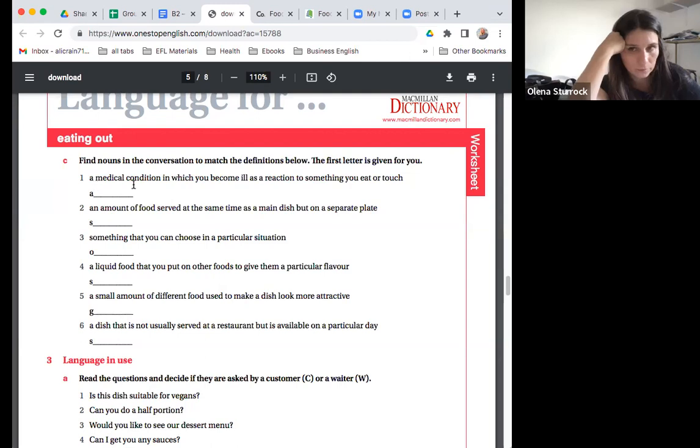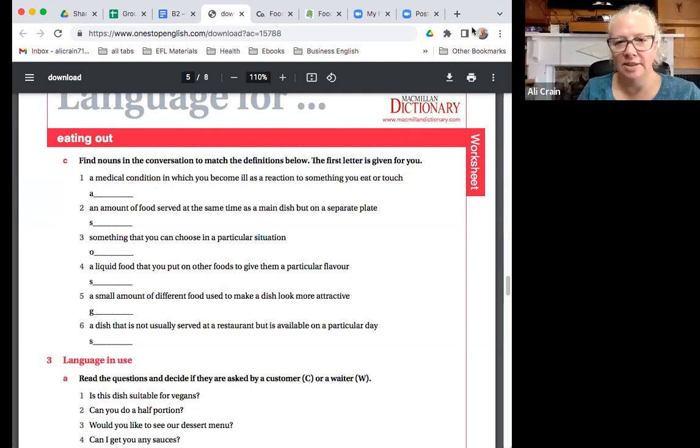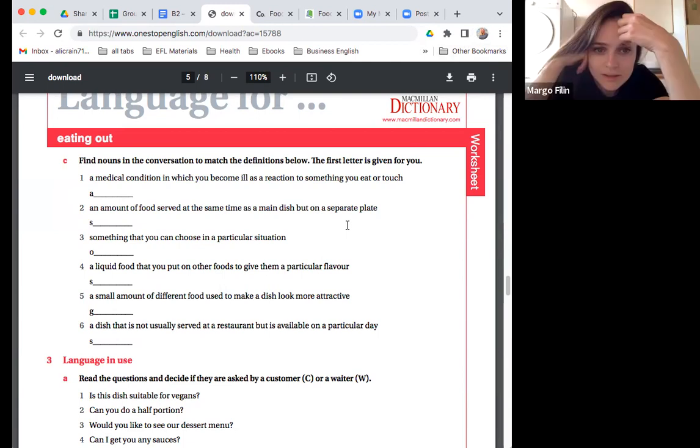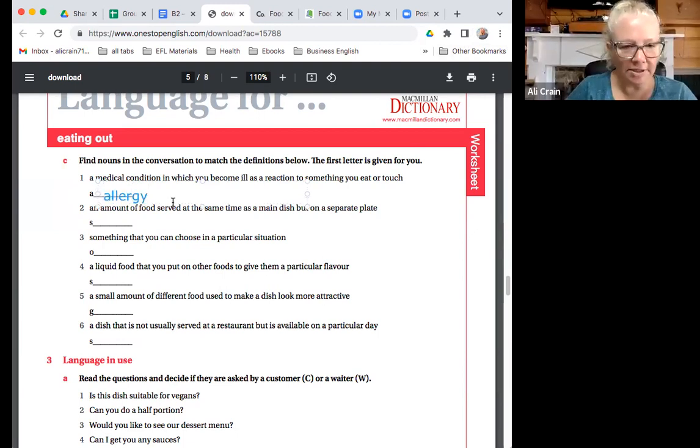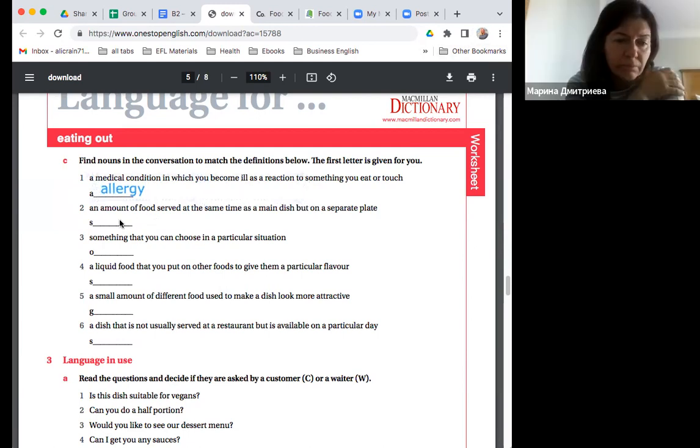Margot, I'm going to start with you. If you'll read number 1 and then see if you know what the answer might be. A medical condition in which you become ill as a reaction to something you eat or touch. Allergy. I'm just going to type the whole word because it looks better that way. All right.